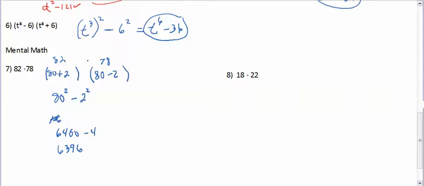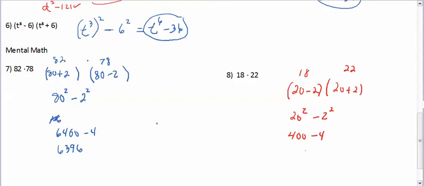Okay, so looking at number 8, I have 18 and 22. Well, I can do 20 minus 2, which is going to give me my 18. And then I can do 20 plus 2 is my 22. I'm still multiplying the same numbers, just written differently. So I take my 20 and I square it, minus 2 squared. So now I've got 2 times 2 is 4, and 2 zeros, minus 4, which is going to be 396. And that's my answer for that one.